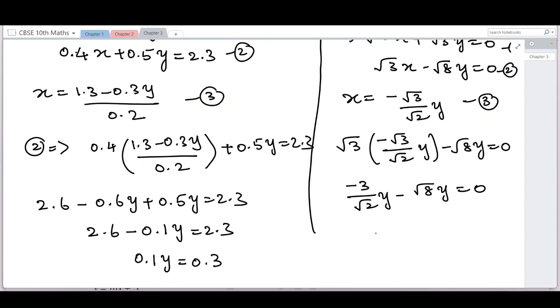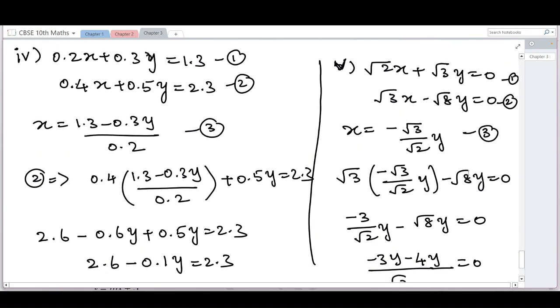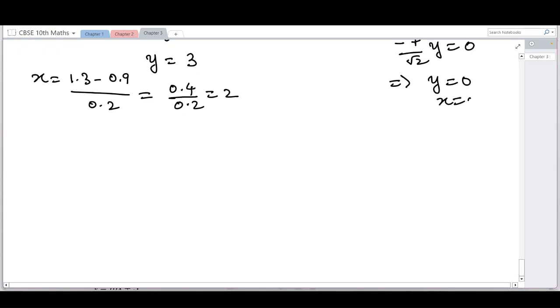If you take LCM, you will get minus 3y minus root 8 into root 2, root 16, but square root of 16 is 4, so 4y equal to 0. So if you simplify this further, you will get minus 7 by root 2y equal to 0. So this implies y equal to 0. Y equal to 0, if you substitute in the third equation, you will get x equal to 0. So thus the value of both x and y will be equal to 0. Next, problem number 6.